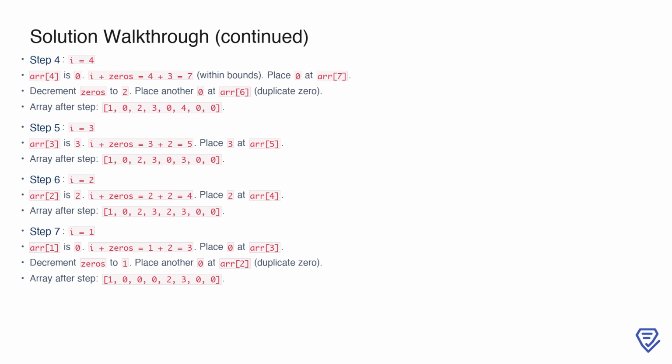Moving to i equals 3, the value is 3, and i + zeros equals 5. We place 3 at index 5, resulting in [1, 0, 2, 3, 0, 3, 0, 0].